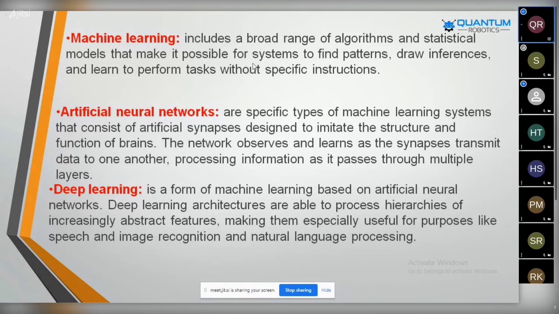The network is going to be a connector within two particular tasks. That is called a neural network. The neural network observes and learns, and synthesizes and transmits the data, and processes information as it passes through multiple layers. Yeah, it is transmitted through multiple layers.